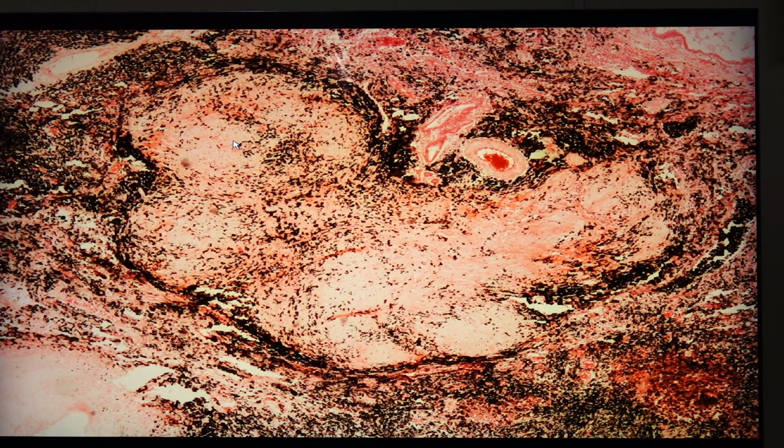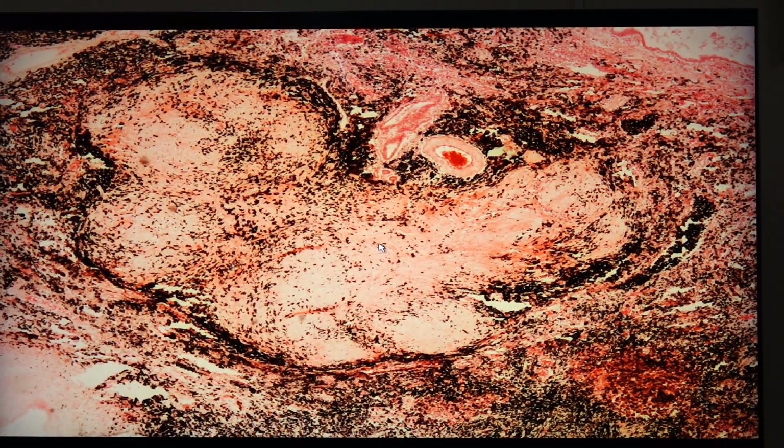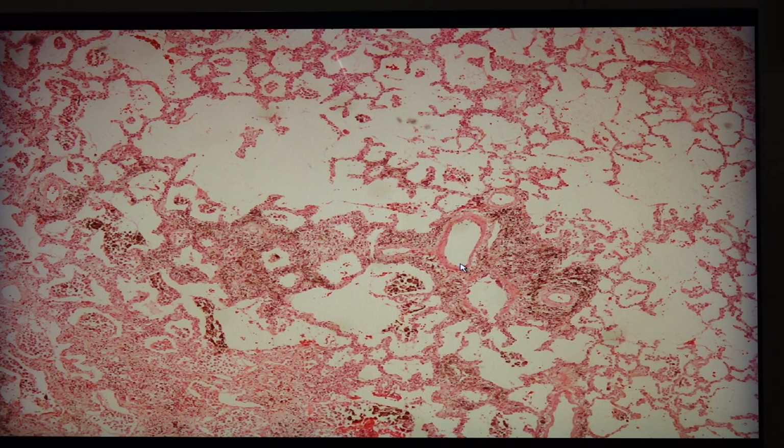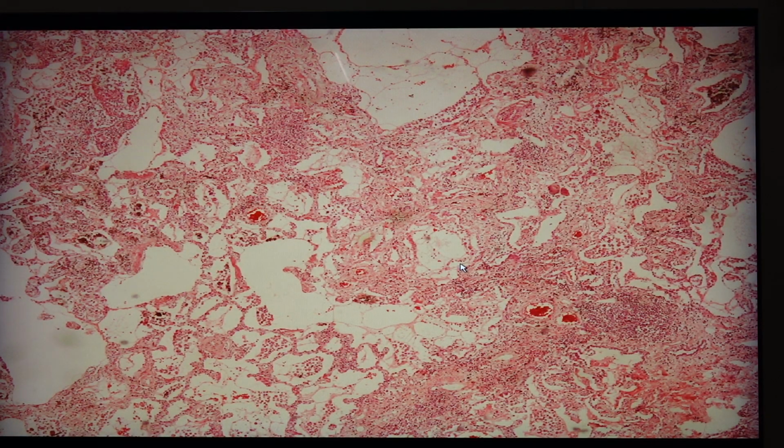So by polarizing microscope, we would be able to highlight the presence of birefringent silica nodules. So again, this would be the silica nodule with hyalinized collagenous scar formation. Okay. Next, we have slide 177. Okay. So slide 177 is labeled as asbestosis.